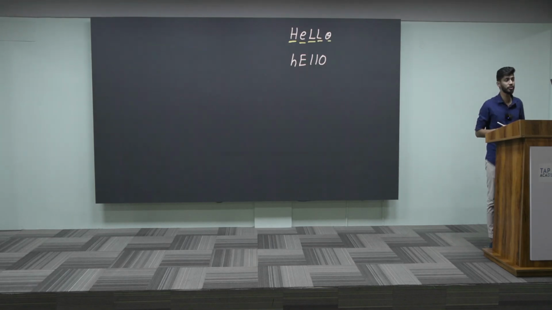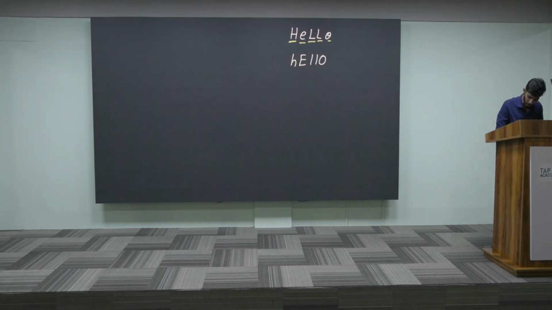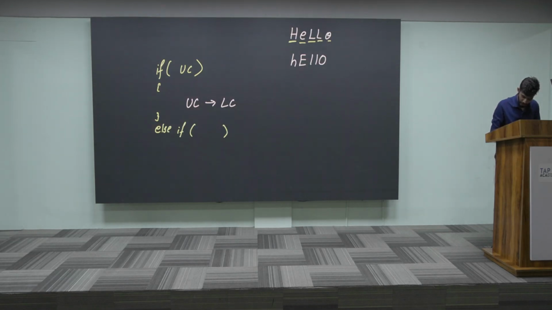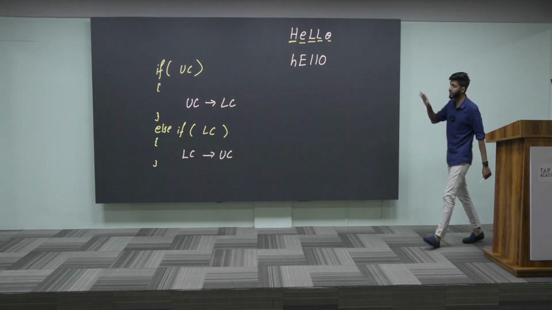Can I directly write the logic for this? Basically you need to check one if condition over here. The condition is whether it is uppercase. In case it is uppercase, what do we need to do? We need to convert from uppercase to lowercase. After this, again we need to write else if, and over here we need to check whether it is lowercase. And if it is lowercase, what do we need to do? Convert from lowercase to uppercase. Is it clear to you? Anything else to be done?